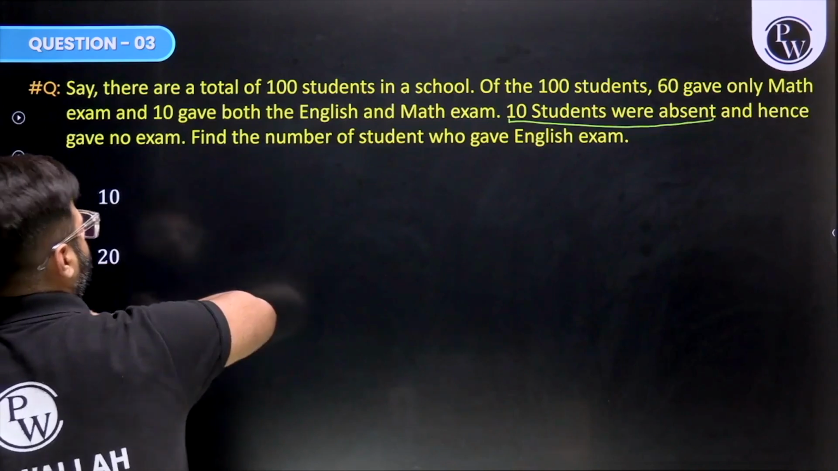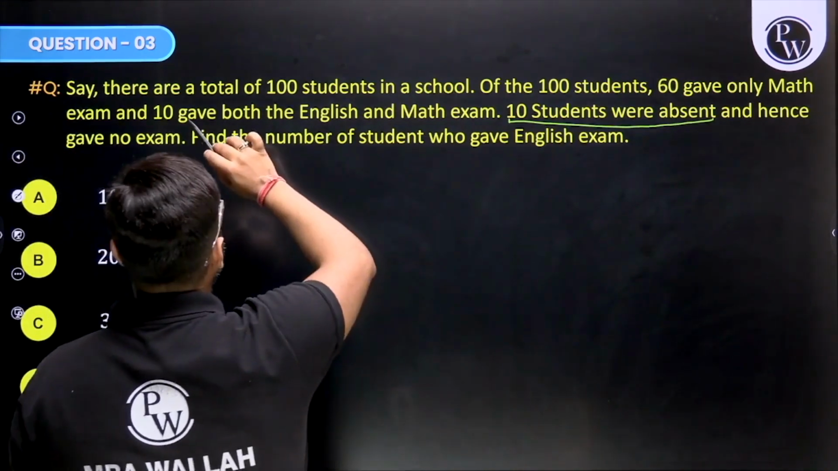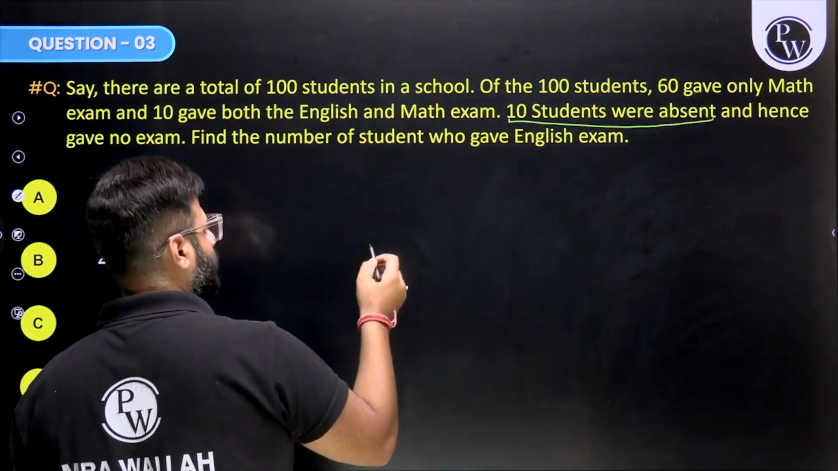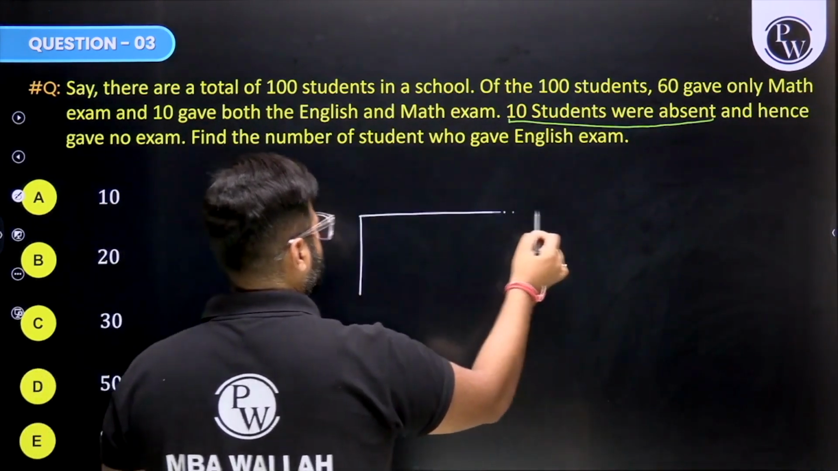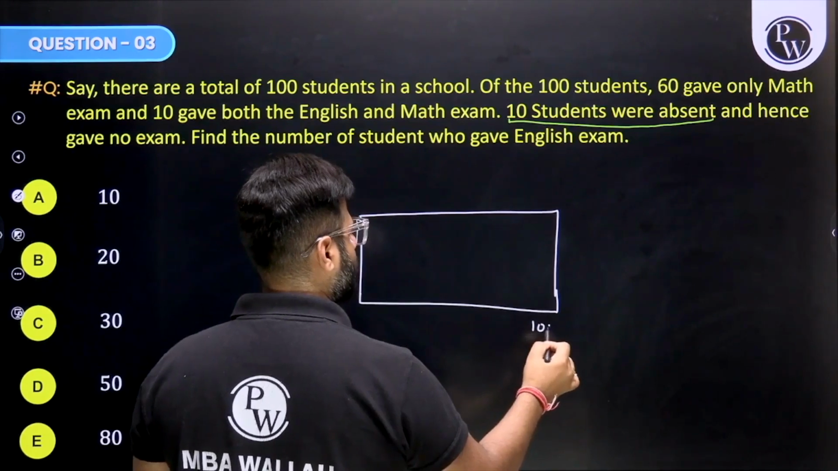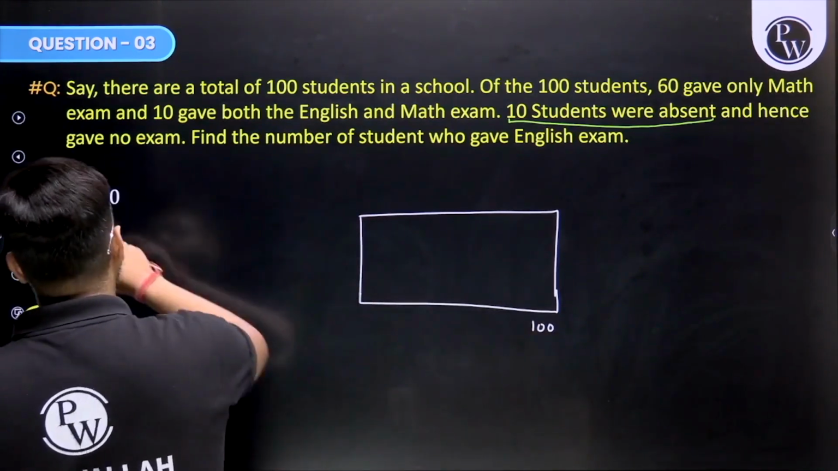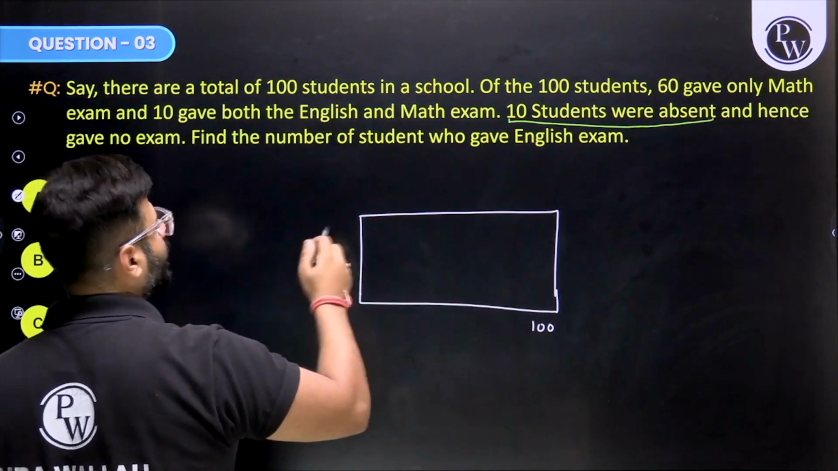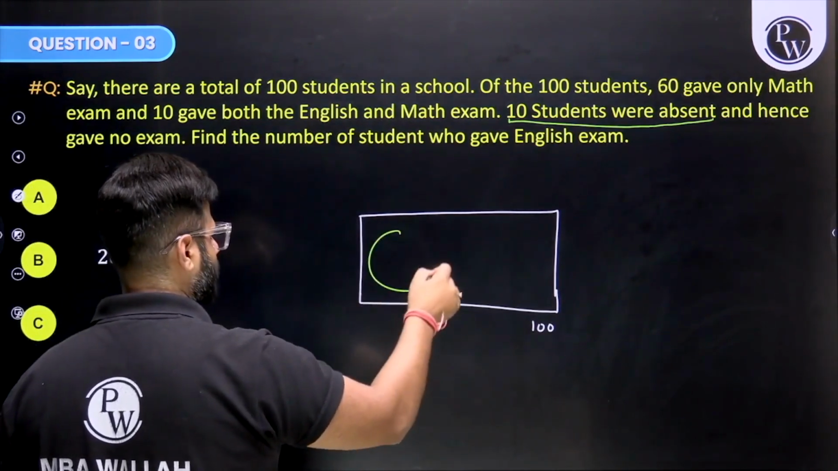अभी भी नहीं किया तो पॉज कर लो दोस्तों, है ना? Say there are a total of 100 students in a school, all right? So this is our school and it has 100 students. Fantastic. Of the 100 students, 60 gave only math exam.